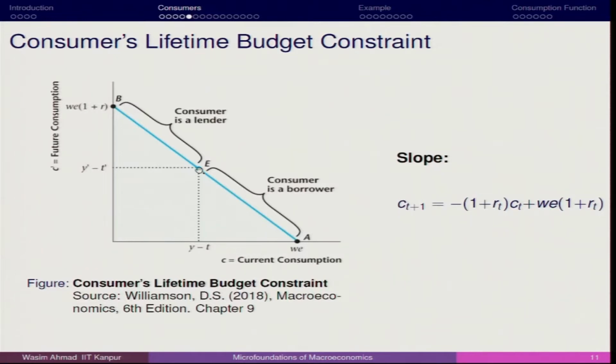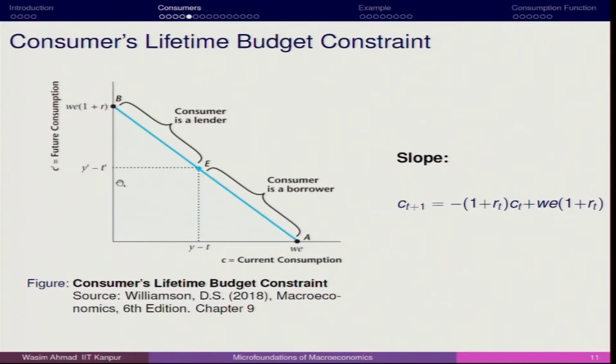Here you have to note two things. This particular bracket shows that from B to E, the representative consumer is a lender, and from E to A, the representative consumer is a borrower. When do we say that? Here we are defining the boundary of this representative consumer, who has Y prime minus T prime, and here it is Y minus T.